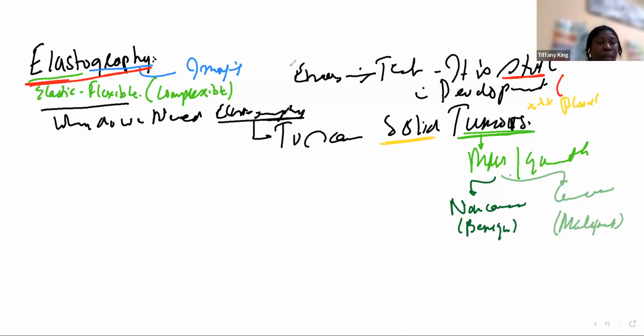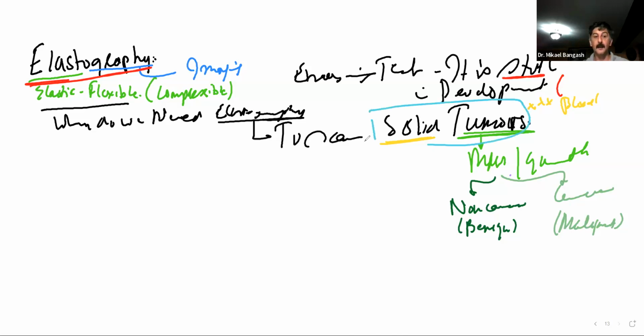This method is going to become more and more practiced. It is now okay to scan solid tumors such as uterine cancers, breast cancers, and cancerous cysts in livers and things like that.